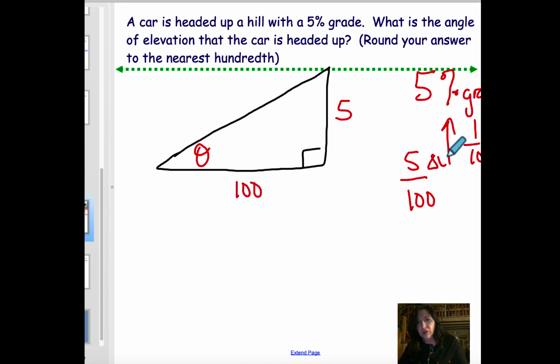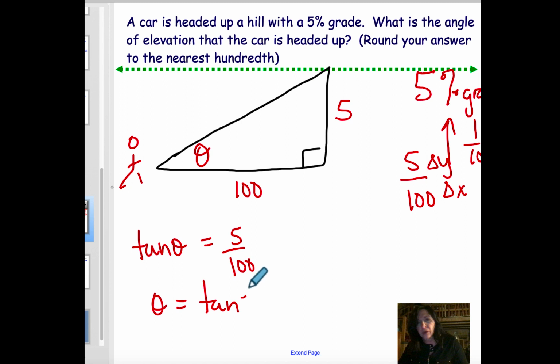Rise, change in y over your change in x. So that's my rise over my run. So we're going to use your formula, because we're not using the hypotenuse. We're using the opposite side and the adjacent side. So that's OA, opposite over adjacent, that's tangent. So tangent of theta is equal to the opposite side from where you are. You put yourself at the angle. So tangent of theta is equal to 5 over 100. So theta equals arctangent of 5 divided by 100.